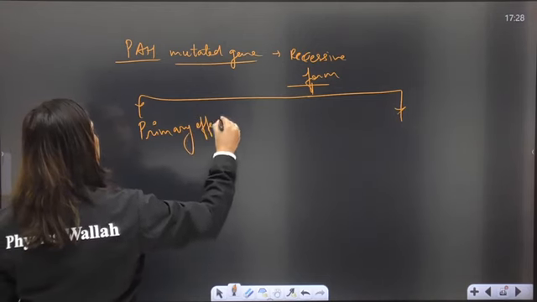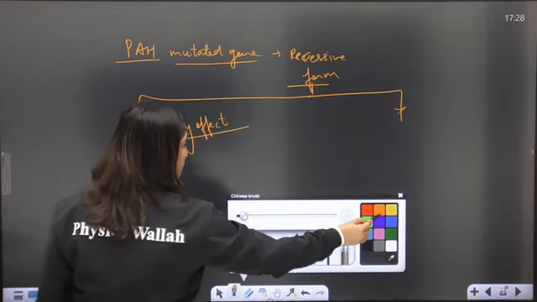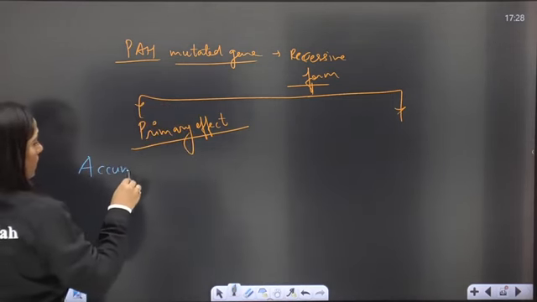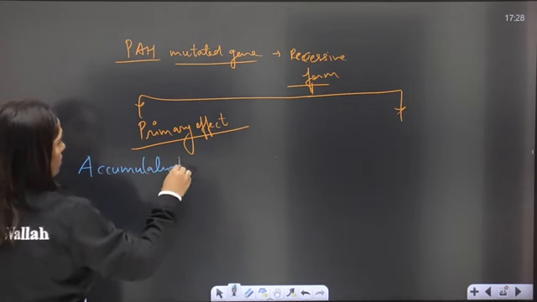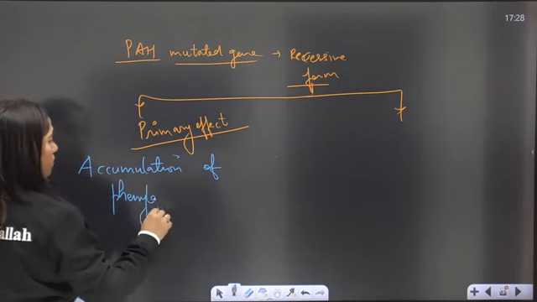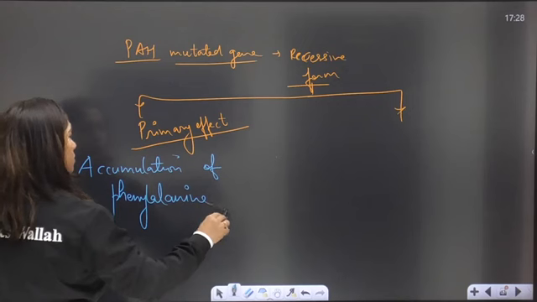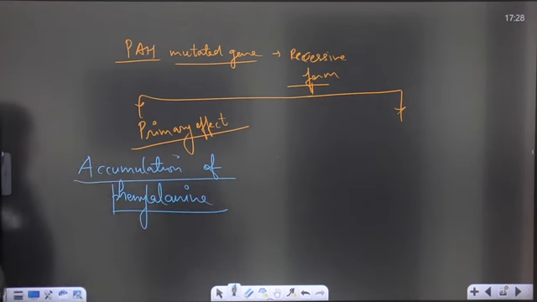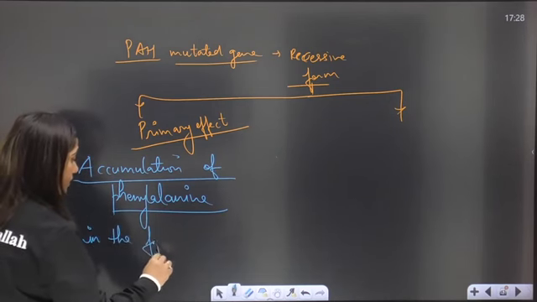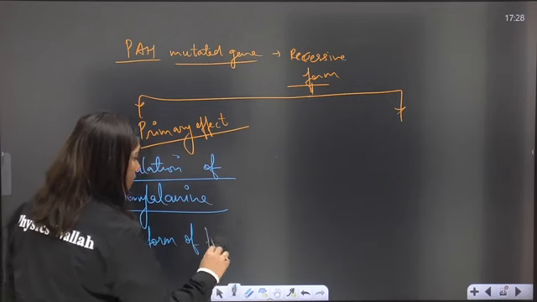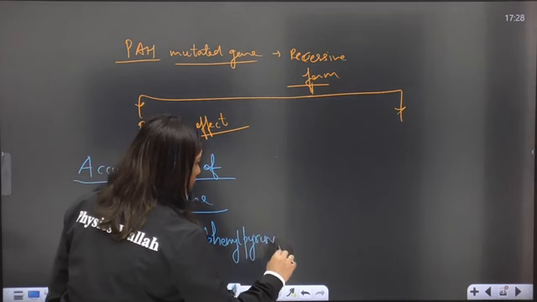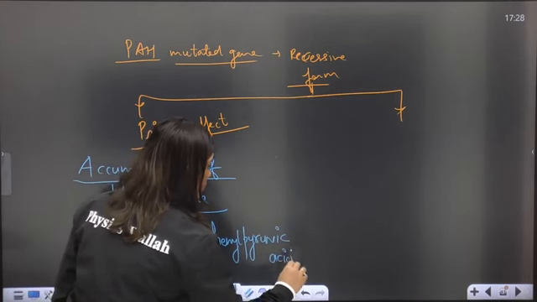The primary effect is accumulation of phenylalanine, in the form of phenylpyruvic acid.